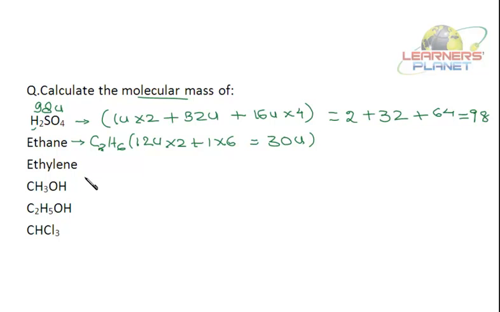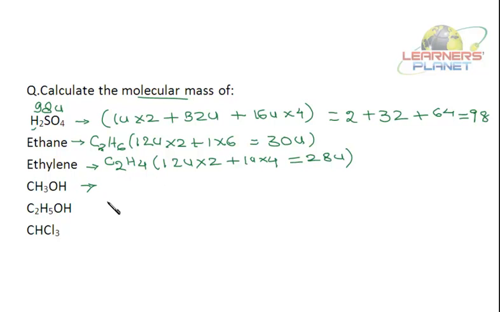Right? Now the next question is the molecular mass of ethylene. So what is the formula of ethylene? Ethylene, the formula is C2H4. So what will be the molecular mass? Carbon, the atomic mass is 12 units multiplied by 2 plus 1 unit multiplied by 4. So what will be the mass of ethylene? It will be 24 plus 4. It is 28 units.